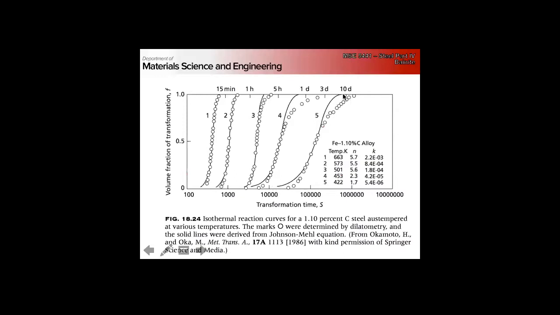This is iron with 1.1% carbon, and at these lowest temperatures we're taking 10 days before we're fully transformed to bainite. And if we think about what happens with martensite, if you get into that martensite regime, it takes basically no time at all, right? So bainite is this confusing, monstrous mess.